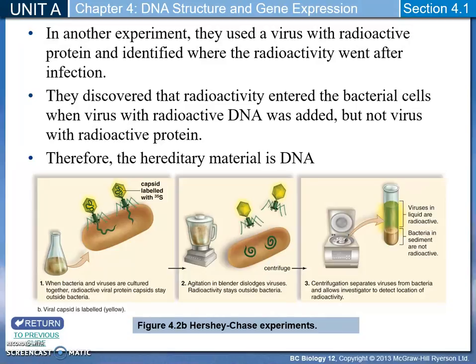In another experiment, they used a virus with radioactive protein and identified where the radioactivity went after infection. So they discovered that radioactivity entered the bacterial cells when a virus with radioactive DNA was added, but not a virus with radioactive protein. So once again, the conclusion from this is that the hereditary material is DNA. And once again, we've got some diagrams there that indicate the process for this particular type of experiment.